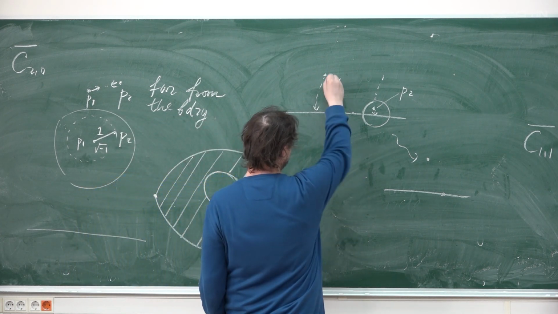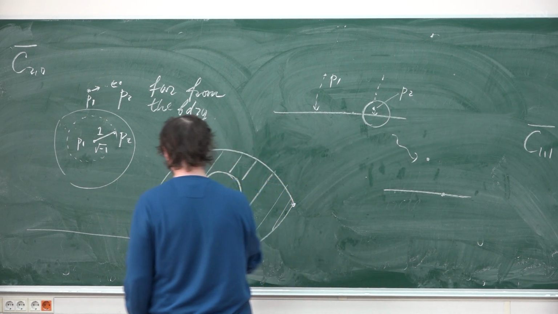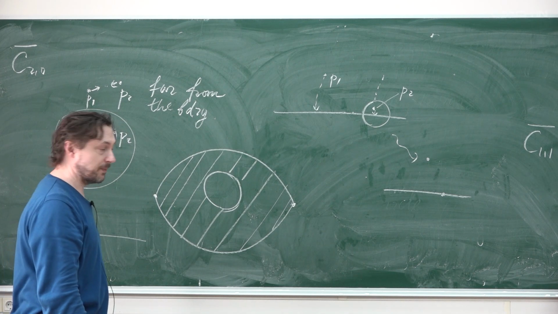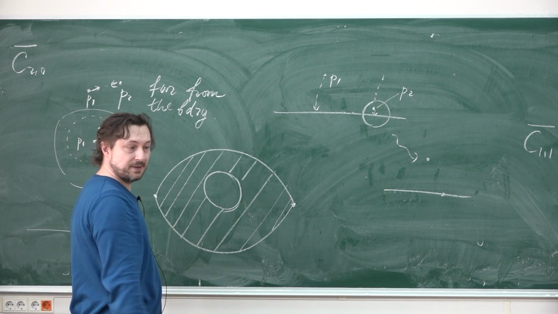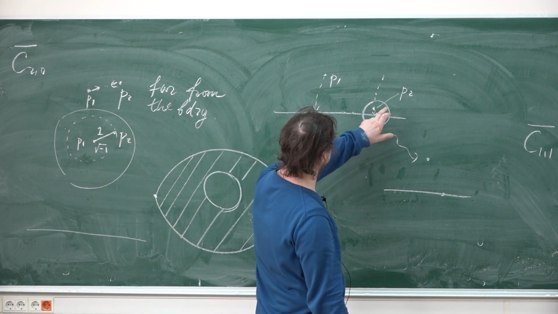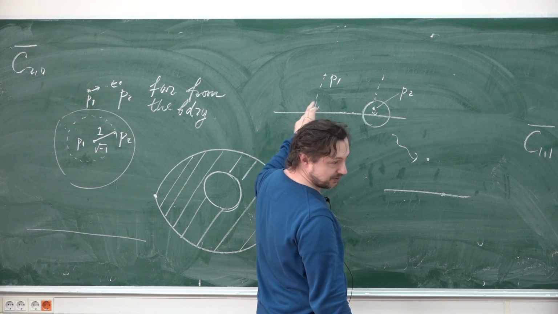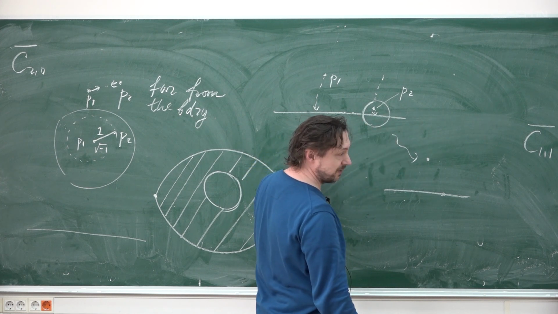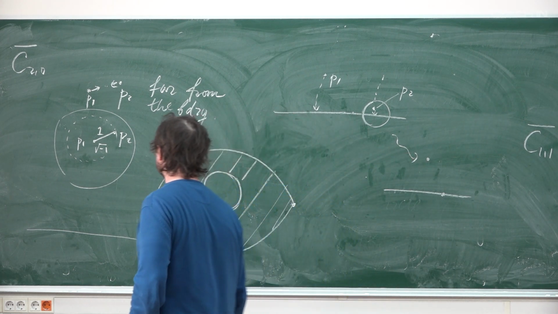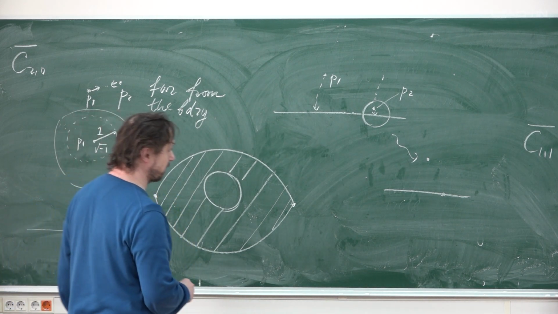This point, by the way, and this point correspond to the case when both points P1 and P2 go into the boundary. But they can do this in different order. You can either make P2 go to the right of P1 and P1 go to the left, or you can change the order and let P2 go to the left and P1 go to the right. So this is the configuration C20 bar.